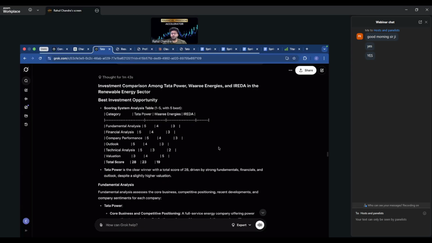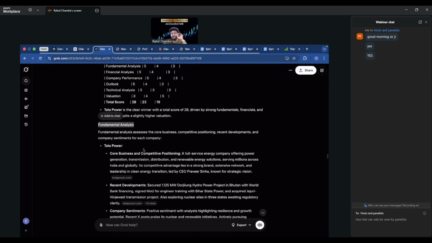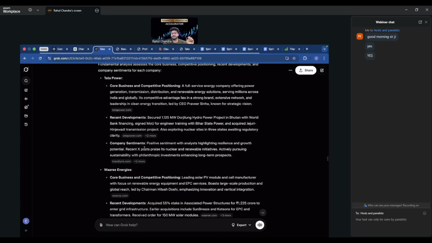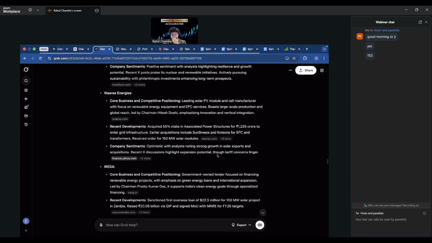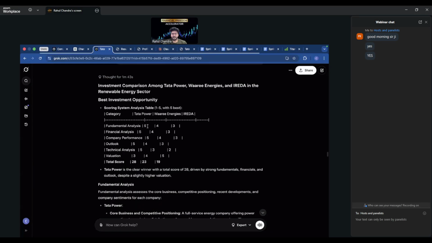Yes. What is truly more amazing is how we come to this answer, right? For each and every subject, it gives a thorough performance analysis of every company. It's like for every subject, the teacher is giving a review article for every student. Fundamental analysis, what is happening with Tata Power, right? What are the core business and competitive positioning? What are the recent developments? What are analysts saying about Tata Power? Okay, that is professional analysts. Same for Vari Energies, same for IRDA. Now, if you go through this, you will understand why a particular score has been given in this manner.